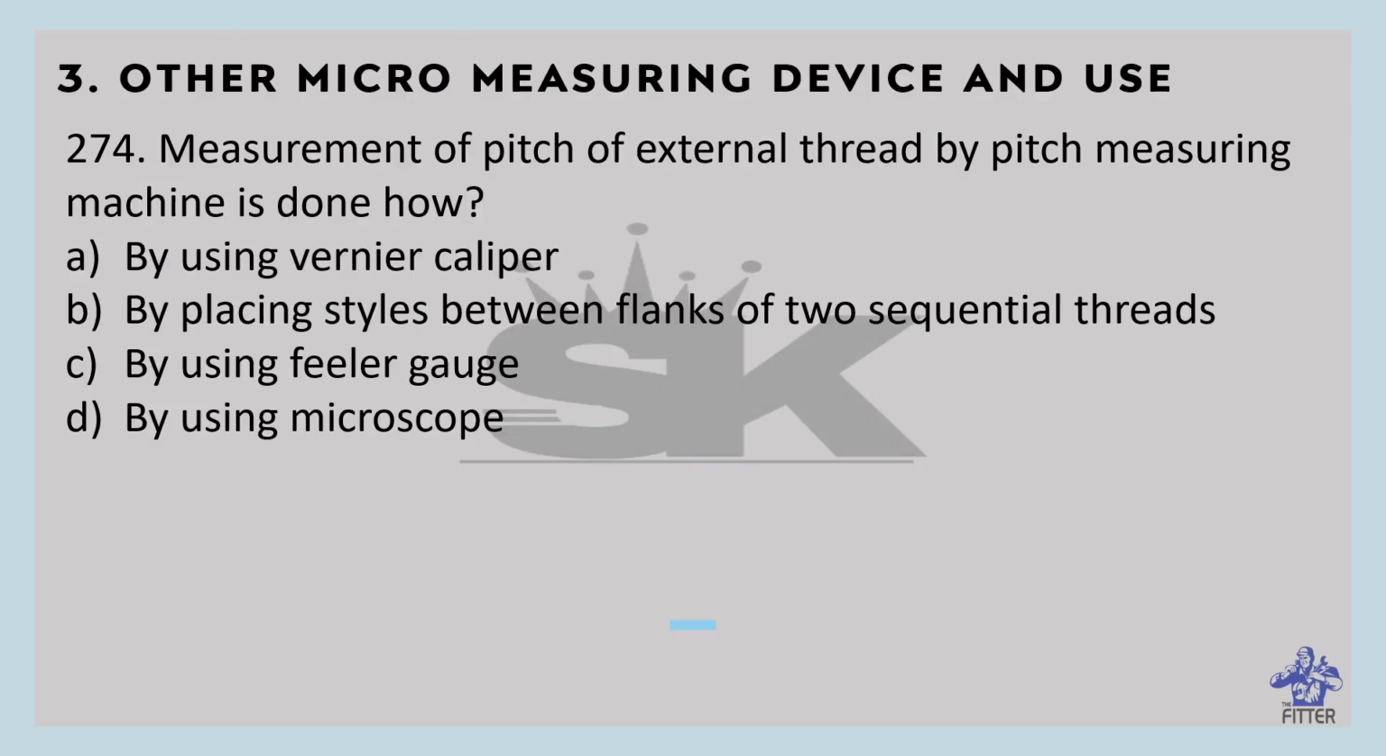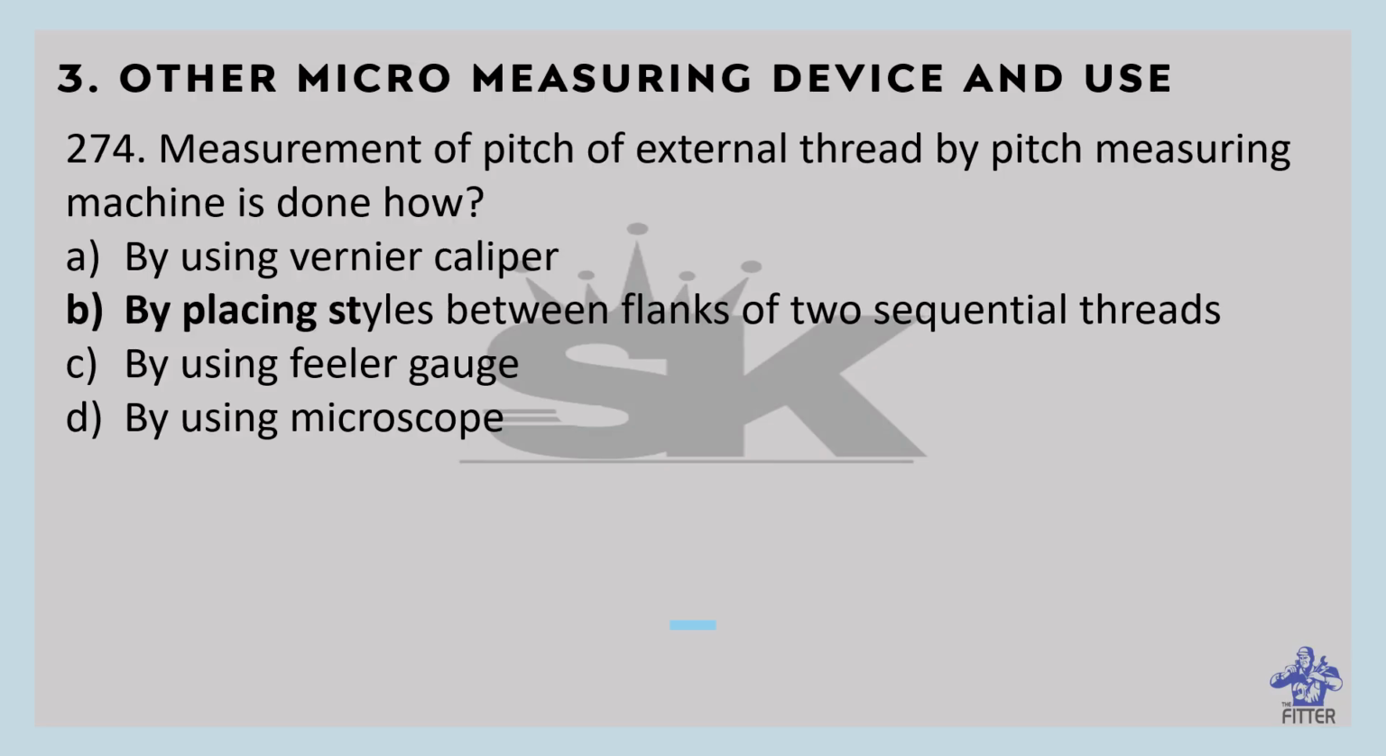Measurement of pitch of external thread by pitch measuring machine is done how? So that is by placing styli between flanks of two sequential threads. Measurement of pitch of external thread by pitch measuring machine is done by placing styli between flanks of two sequential threads.